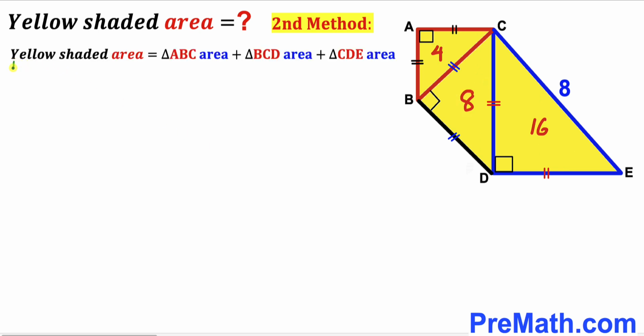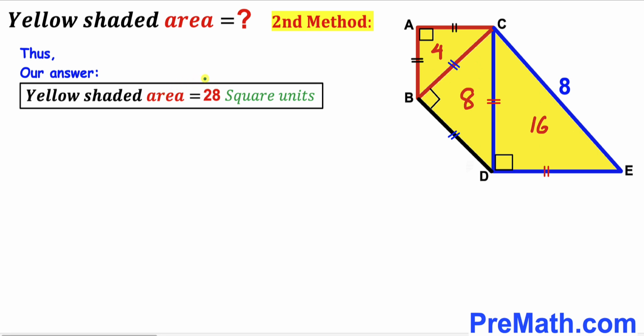And here's our final step. Now we are going to calculate the area of this yellow shaded region. And we can see our triangle ABC area is 4, the area of the triangle BCD is 8, and finally the area of the triangle CDE is 16. Let's fill in the blanks. So we got 4 plus 8 plus 16. If we add, that is going to give us 28 square units. So thus the area of this yellow shaded region turns out to be 28 square units by using the second method as well.